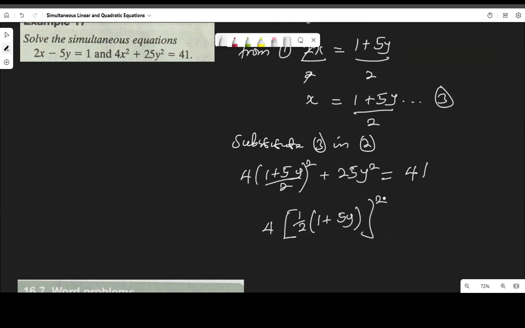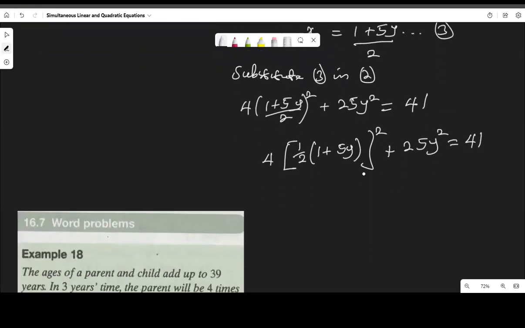Then this 1 over 2 is squared, then 1 plus 5y is squared. So I have 1 over 2 squared times this expression squared, plus 25y squared equal to 41. If we square this expression here, this is like saying 4 multiplied by 1 over 4, because 1 squared is 1, 2 squared is 4. Then 1 plus 5y squared will be 1 plus 10y plus 25y squared. So how did I get that?